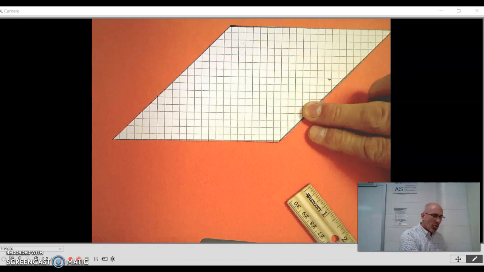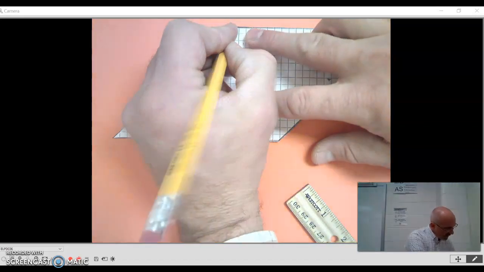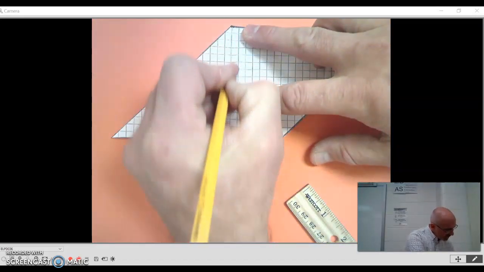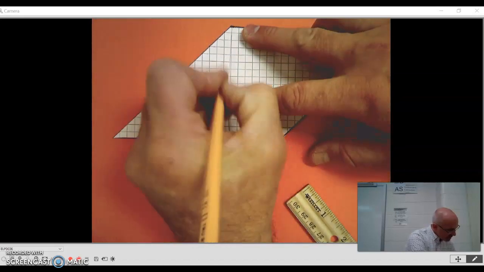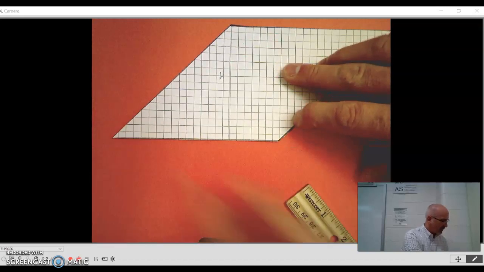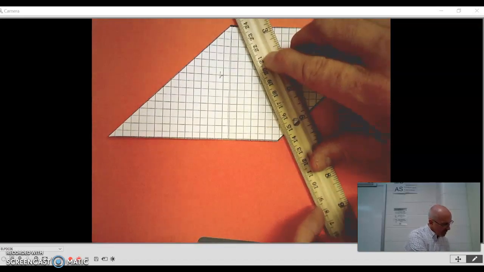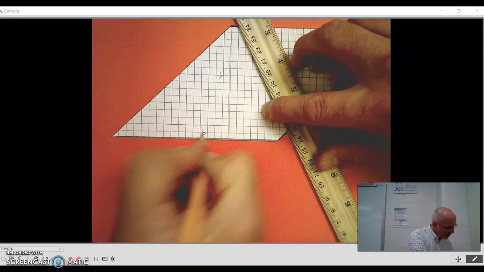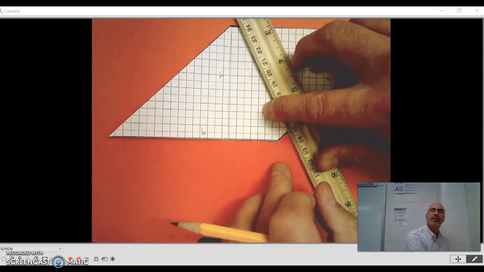So I'm going to show you what I'm going to do. I'm going to draw in that height here, just so that we know what it is. That is the height, and this is the base. Okay. So I'm just going to put a B right there. So this whole area is that.